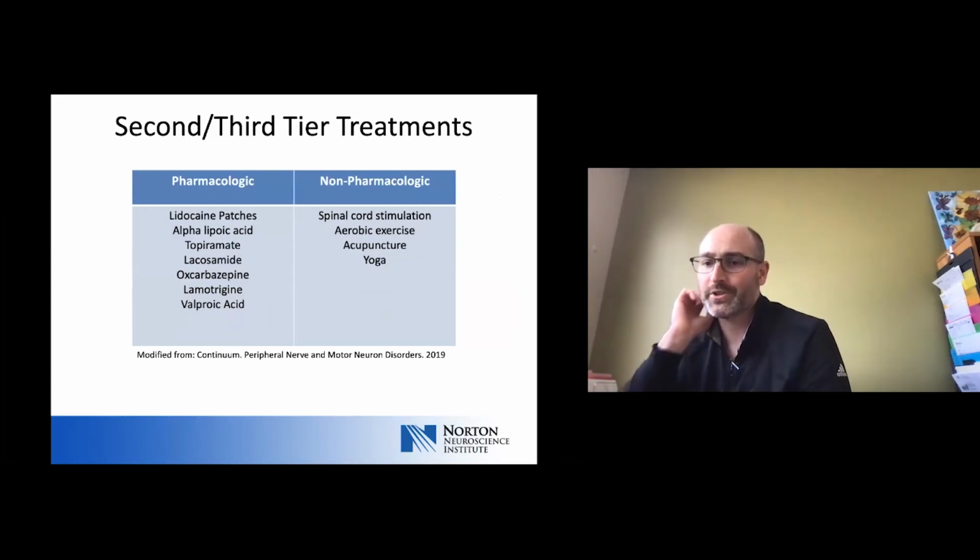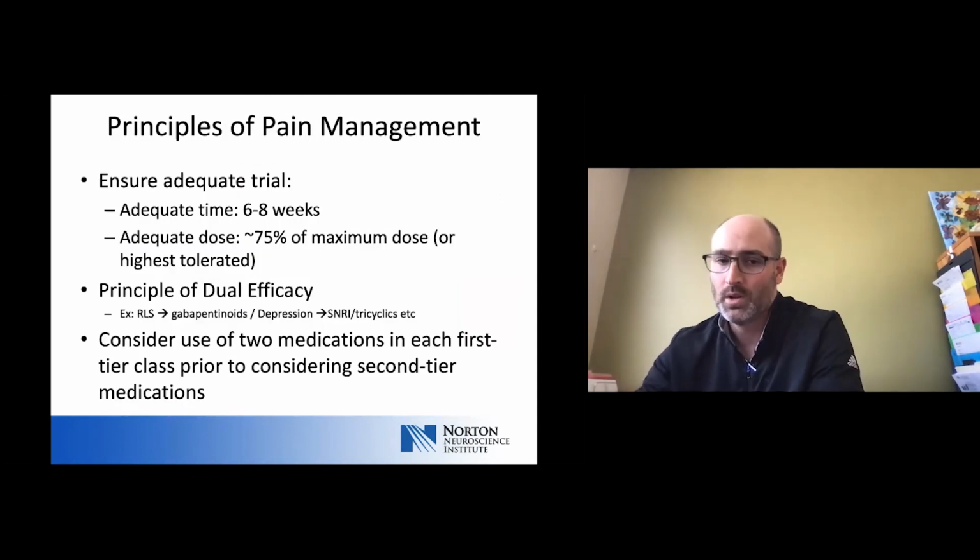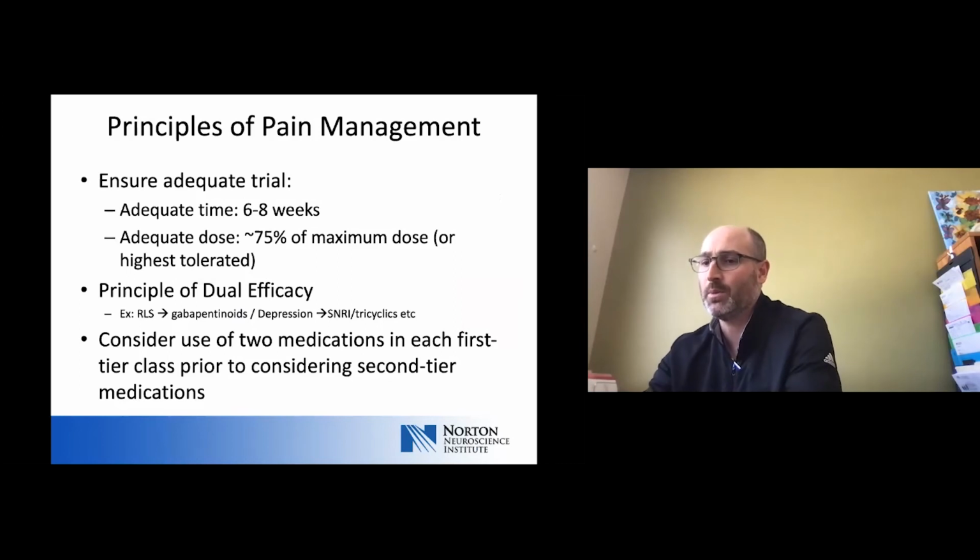So, second or third tier medications, again, there are numerous second and third tier treatments you can utilize. A lot of these have limited data for efficacy, but can still be worth trying. So I've just listed numerous here, but for the sake of time, we're going to go ahead and avoid going into these in detail.